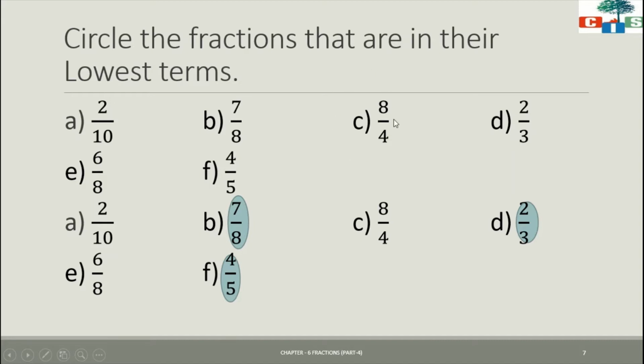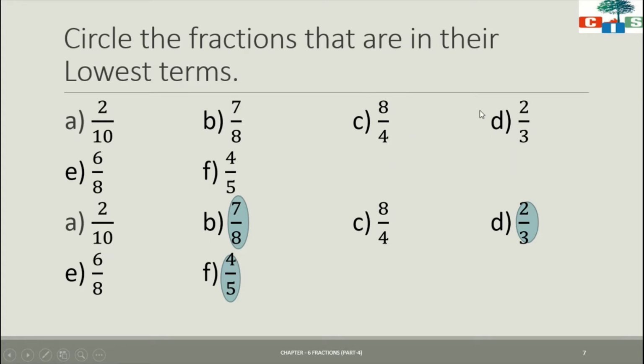Now we'll see the next fraction, that is C, 8 upon 4. Again, 8 and 4 both are even numbers. We can easily divide them by 2. It means 8 upon 4 is not in its lowest form. So we don't have to circle it.